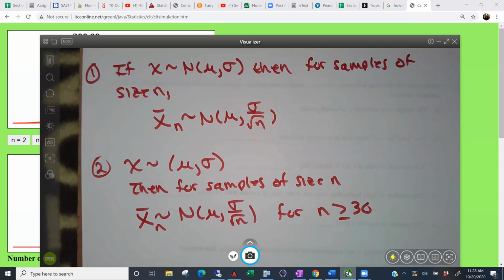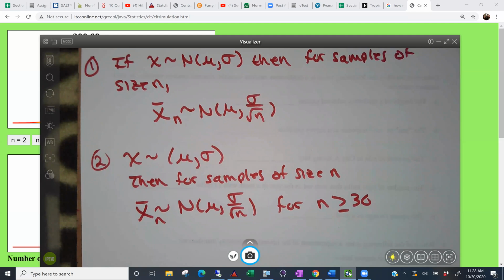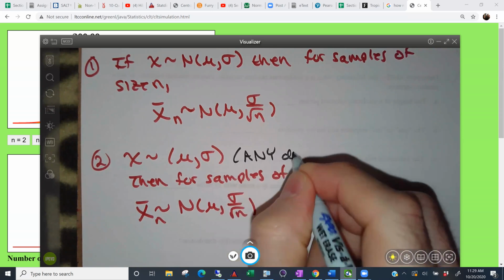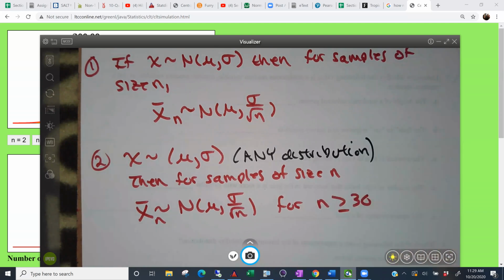So that's the basis of our work in section 6.4. Okay, so the second one would be considered not normal distribution then. Yeah, this can be any distribution. It doesn't matter what your initial population is. When you get to samples of size 30 and more, that sample mean is going to have a normal distribution.